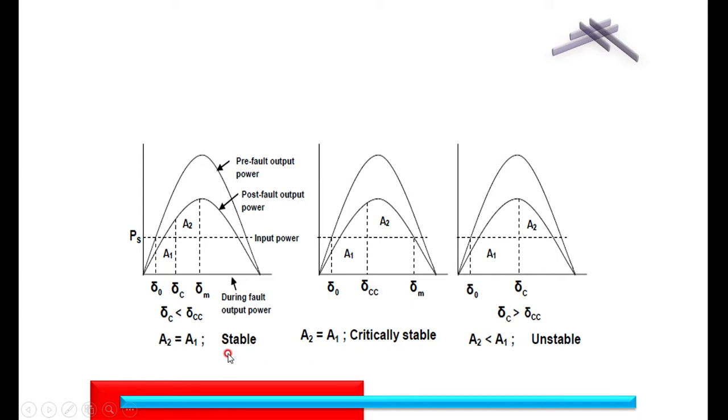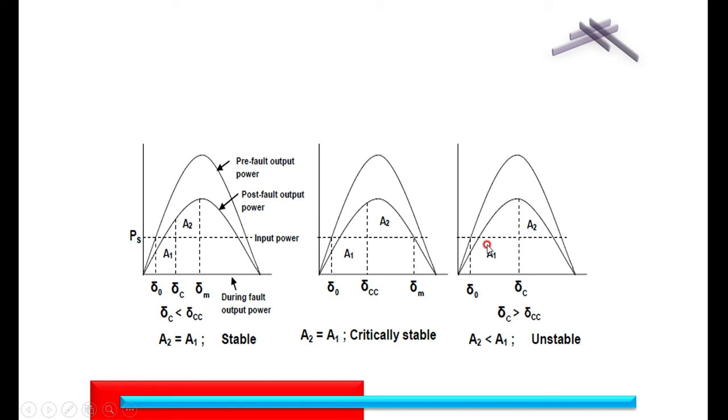Then you can observe here, as I told you, it is stable when area A1 is equal to A2. You have cleared the fault here, then area A1 is equal to area A2. This is a stable condition. If you clear the fault such that area A1 is just equal to A2, then it is critically stable.